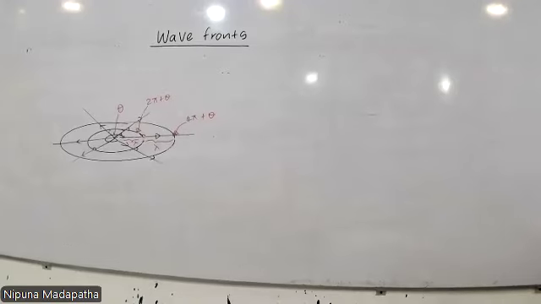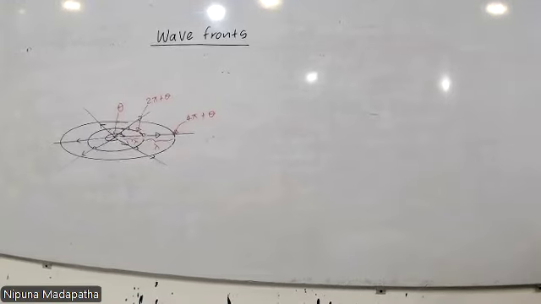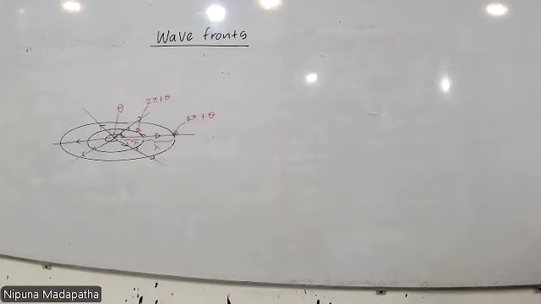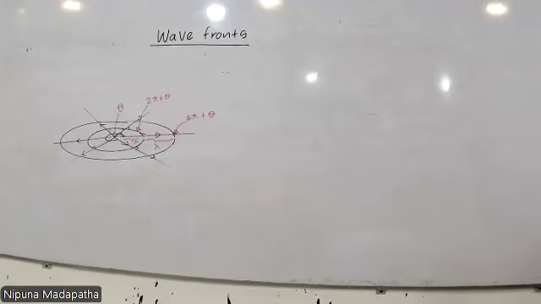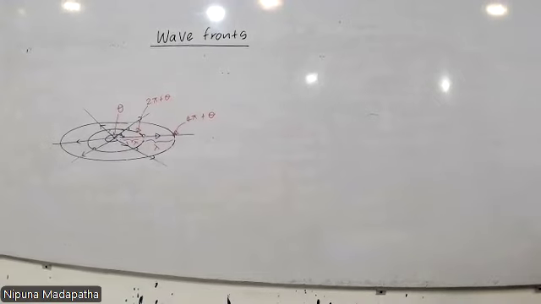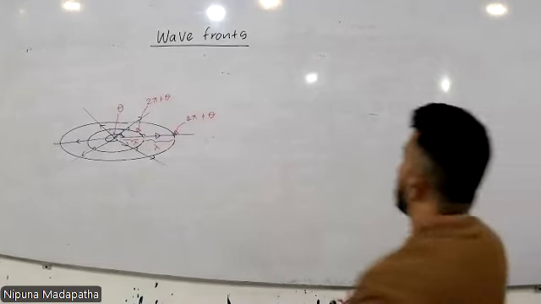Types of wavefronts. Right. First one is spherical wavefronts. They are generally produced by a point light source.